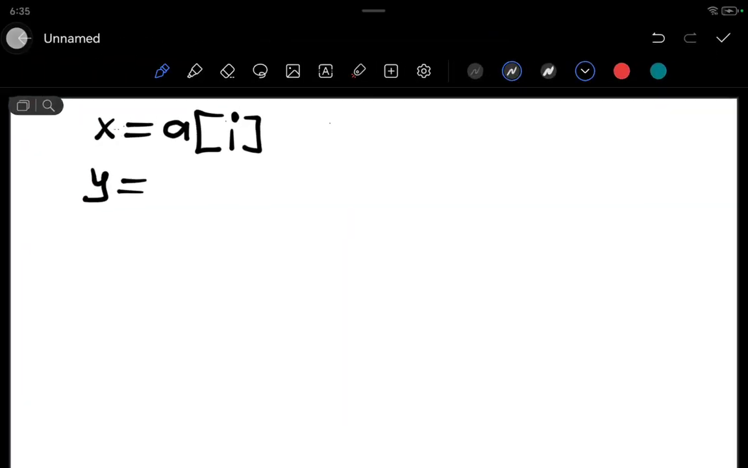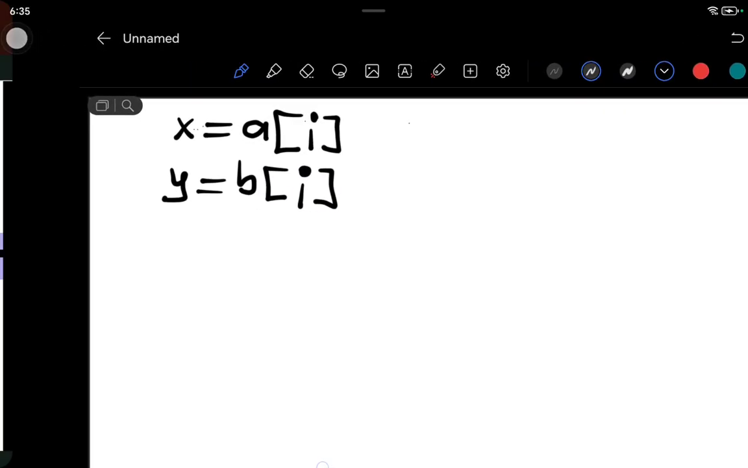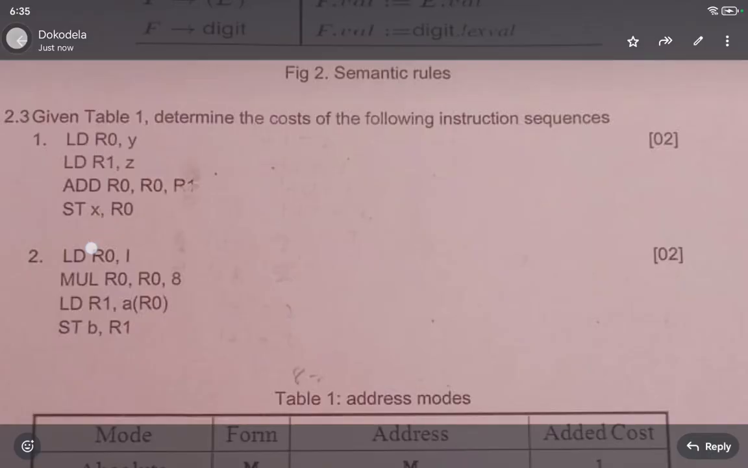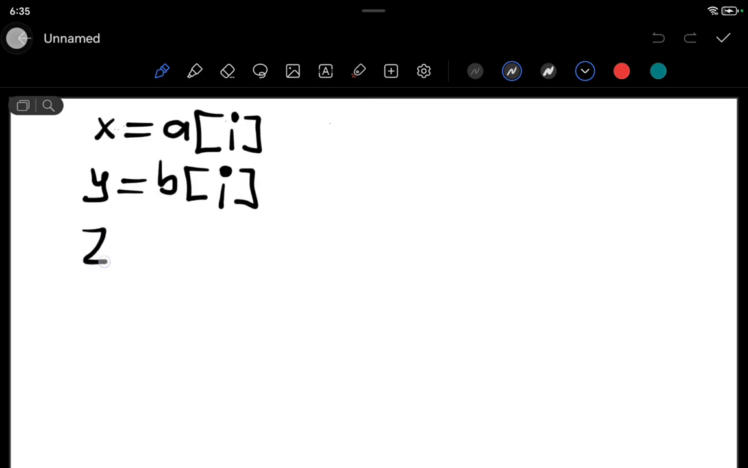Is it B[i]? This is B[i]. Then the last one is z equals x times y.